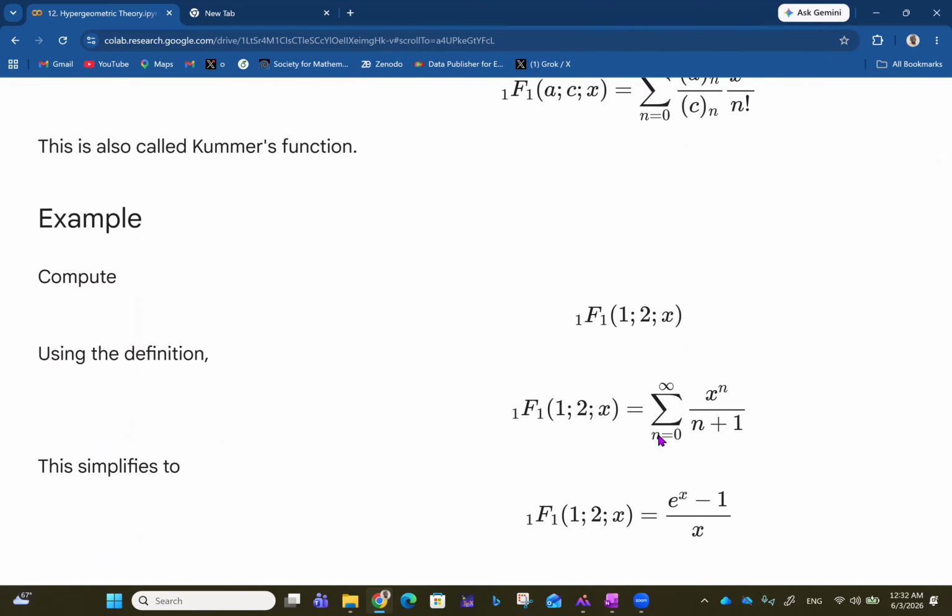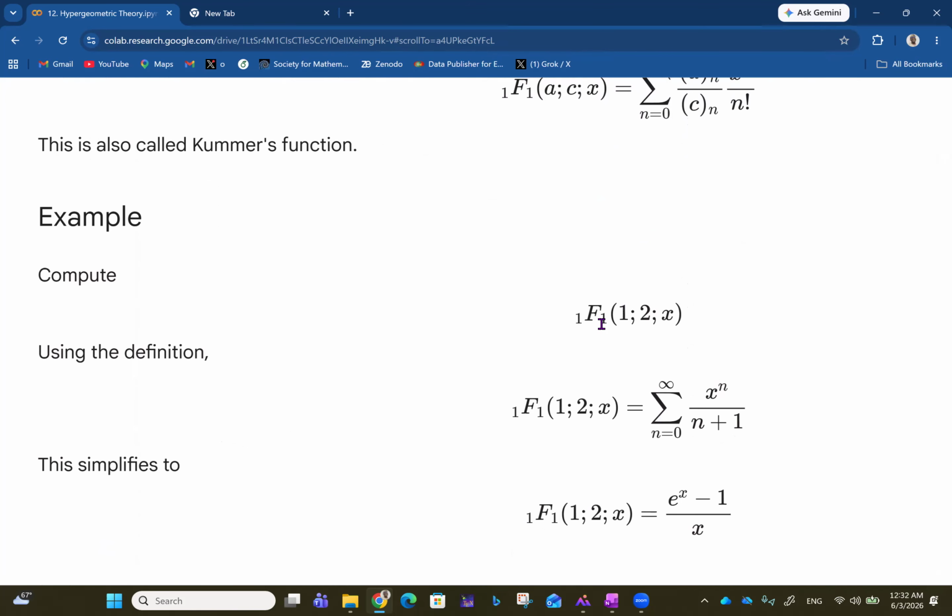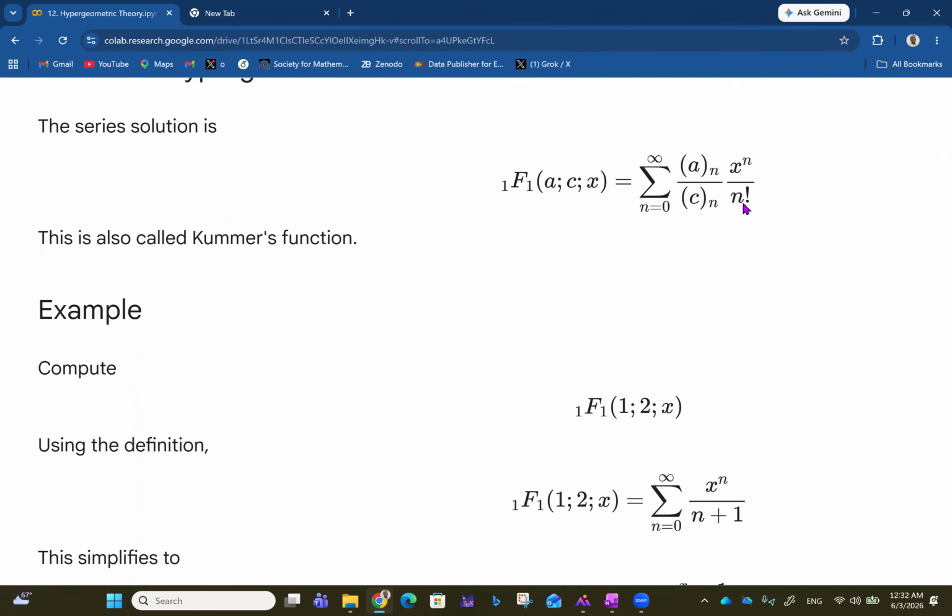So we have an example to deal with. You want to compute 1F1(1; 2; x). That means here that a is 1 and c is 2. So using the definition, that's the definition of this particular expression. So it means that we have (a)_n, right? That's (1)_n, that's n factorial. So that n factorial automatically cancels this. So we have this x raised to n remaining. And for this, we have (2)_n, because c is 2. So (2)_n is n plus 1 factorial.